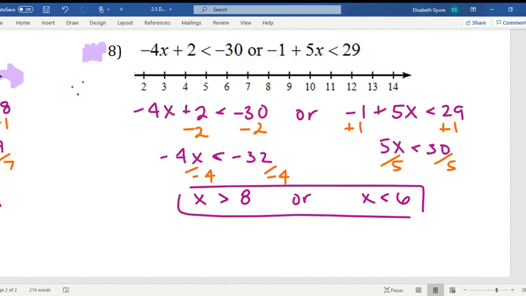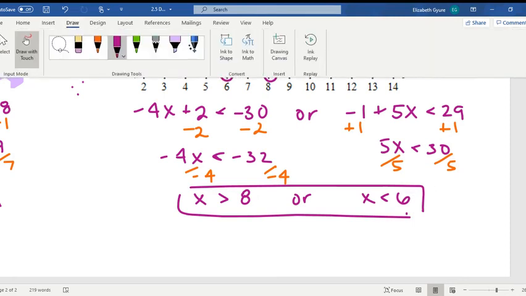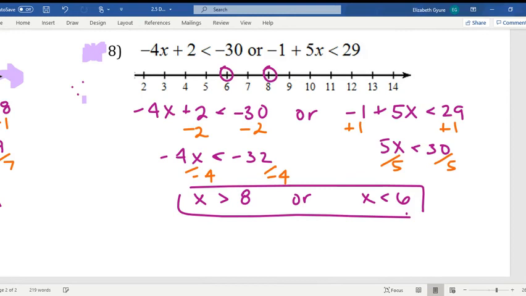Asia, open or closed circle at 8? Open. Bailey, open or closed circle at 6? Yeah, good save there, good save. And then Lynn, where do I shade? Yeah, on the outside. Yay!